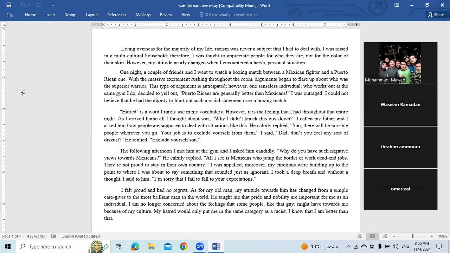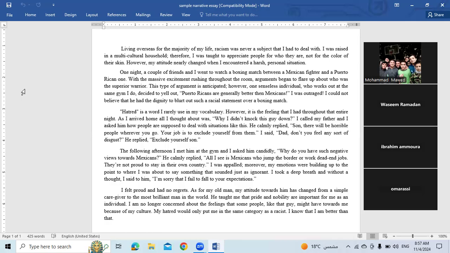And he's also saying that he was raised in a multicultural household. It means that inside his family, there were people from other nationalities. So if he is, let's say, American or Mexican or German, in his family there are people from other nationalities as well. This is multicultural household. And paragraph 1 ends by saying, however, my attitude nearly changed when I encountered or faced a harsh personal situation.